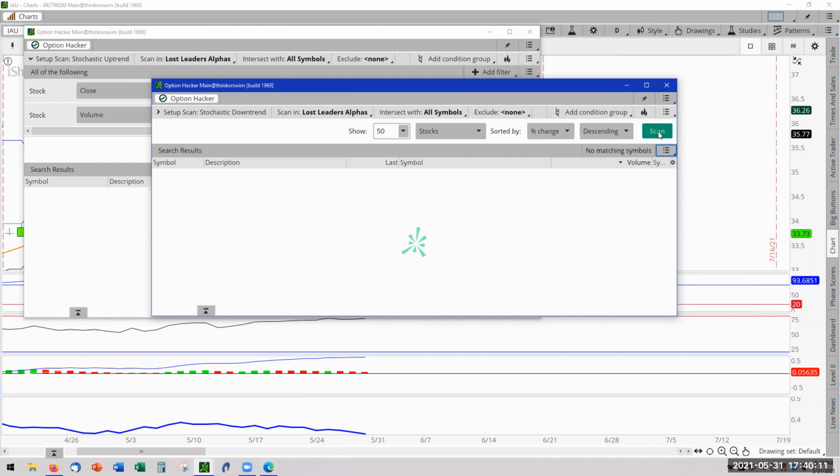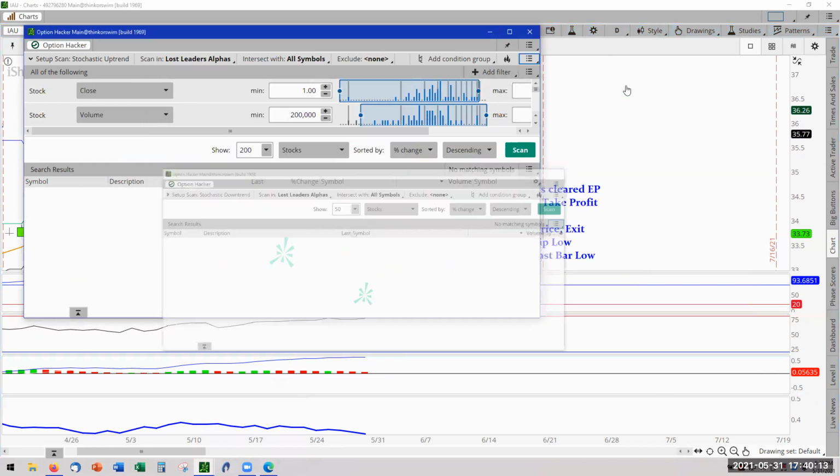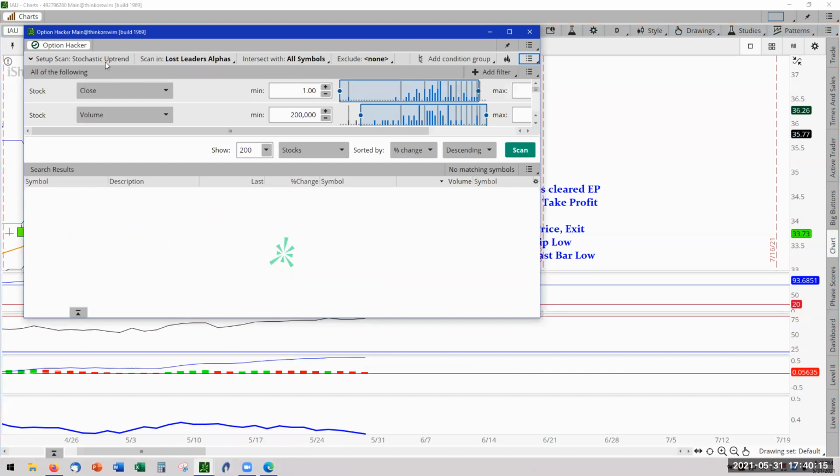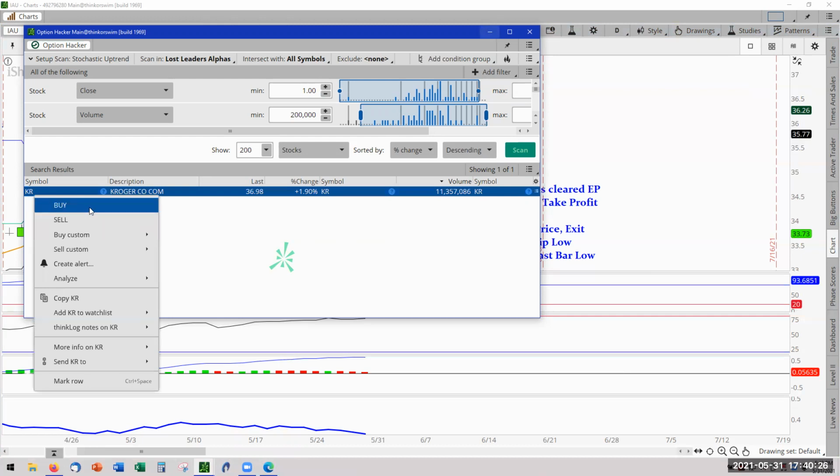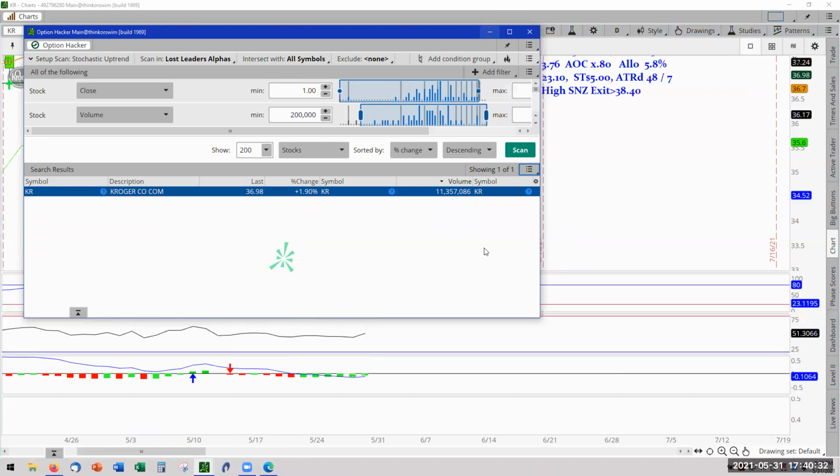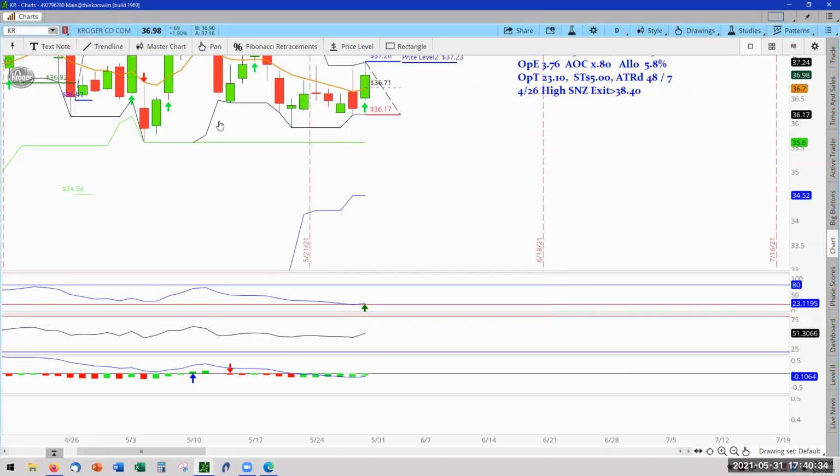And the answer is no, we have no match. So now we're going to run the scan for the upside to the alphas. And we have a match. So now we are going to go to Cougar. And Cougar. Let's see, where are you? There you are. And now we are here.